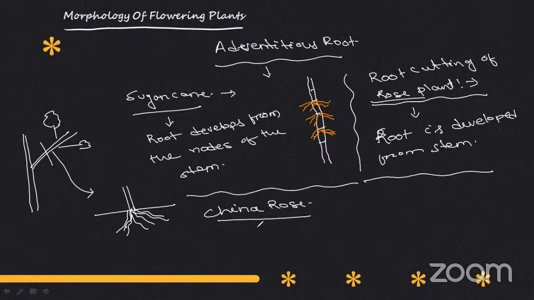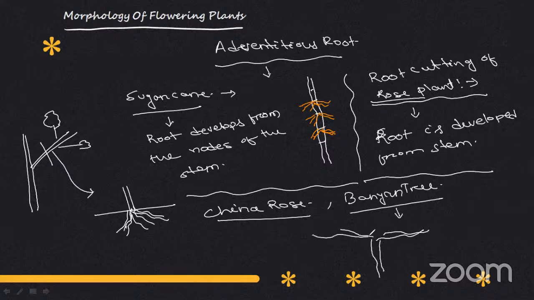In case of your China rose, or in case of your banyan tree, suppose this is the banyan tree. These are the branches of the banyan tree. The roots are developing from the stem and these are moving downward. This kind of roots that are moving downwards and growing vertically, vertically means growing straight, are roots that may develop from the stem.